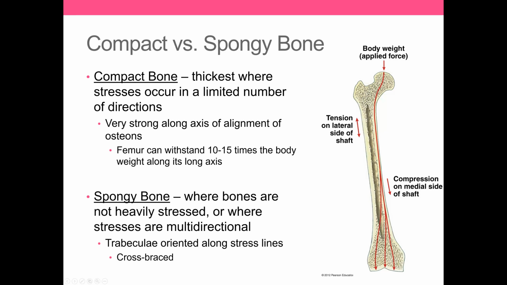Spongy bone is found where bones are not heavily stressed or where the stresses are multi-directional. So the stresses come from different angles, like right up here at the very top of the femur, where the body weight is transferred to the long axis of the bone, you'll find spongy bone. The trabeculae within the spongy bone are often oriented along stress lines, so think of them as like cross braces to help give extra support in those areas.